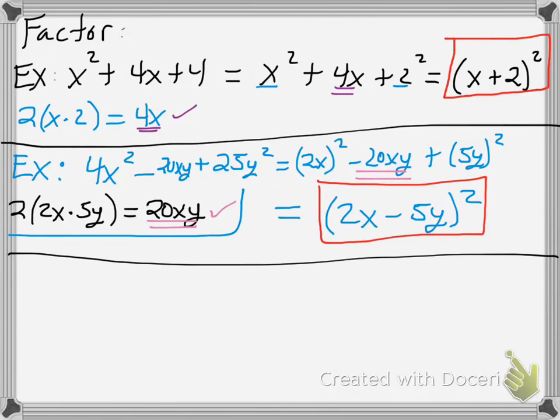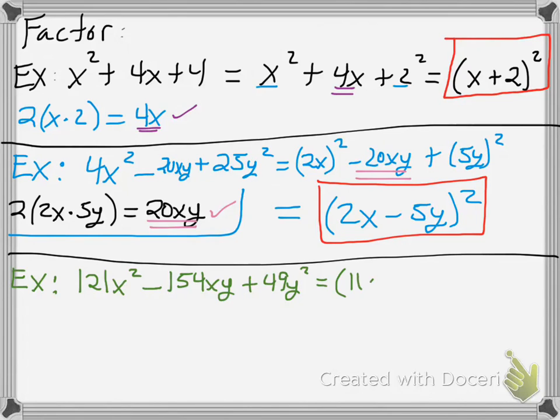All right, let's do one more. I'm going with big numbers. 121x squared minus 154xy plus 49y squared. And we'll go ahead and rewrite that with our bases. So our bases are 11x and 7y.